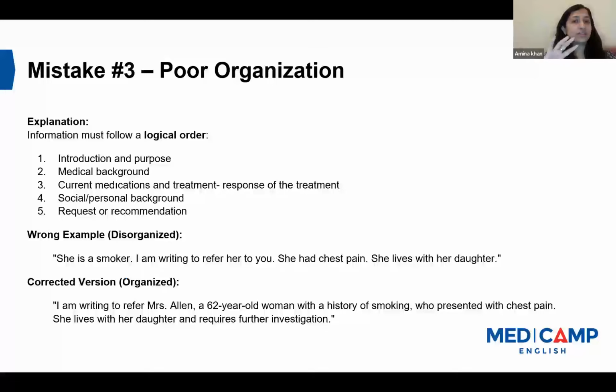Medical background depends. It depends if you want to write the current condition first, and after that write the medical background. Then move on to the medications, the treatment that you're giving to the patient. Then social background or personal background if it's relevant to the current condition of the patient. And lastly, your way forward or request or recommendation to the recipient. So this is how you organize all different paragraphs. All right.